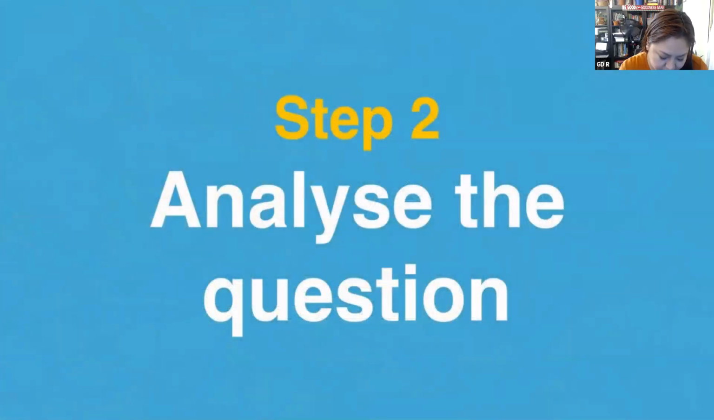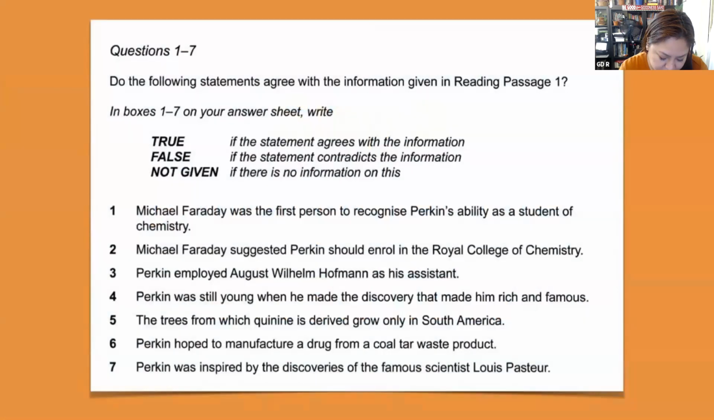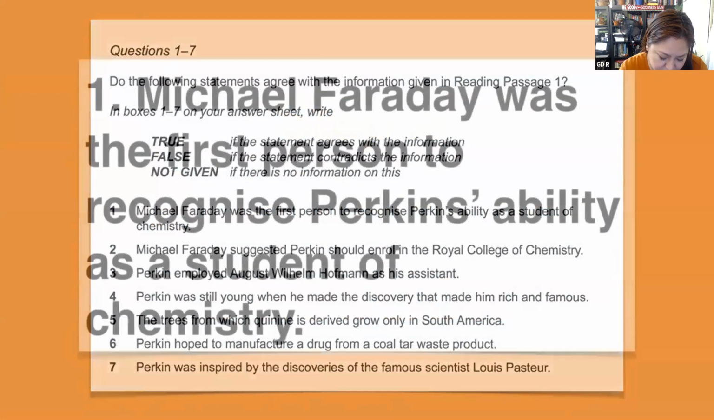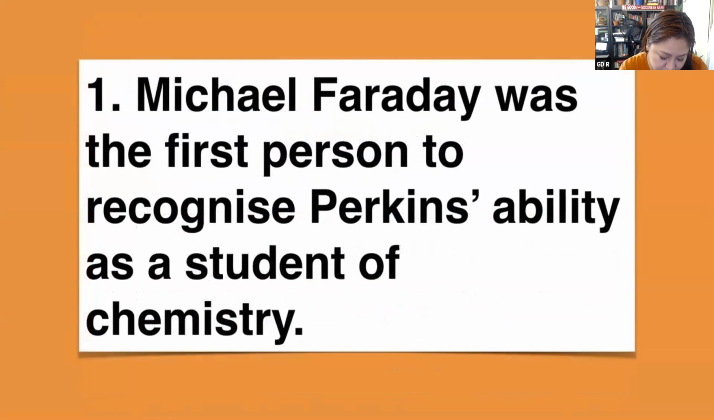So in step 2, you look at the question, you analyse the question. Here's an example set of questions for this same text. True, false, not given. And here is the question for number 1. Michael Faraday was the first person to recognise Perkins' ability as a student of chemistry.